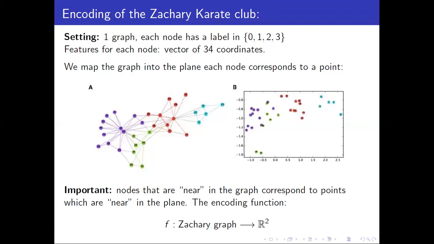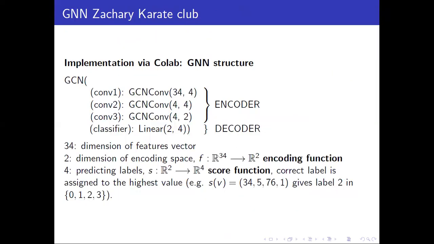So I'm trying to warn you, because I've been facing these difficulties. If your encoding is a mess and doesn't linearly separate, you are done. That's finished. You can't do anything. Okay, so let us see how you implement this graph neural network in Colab.